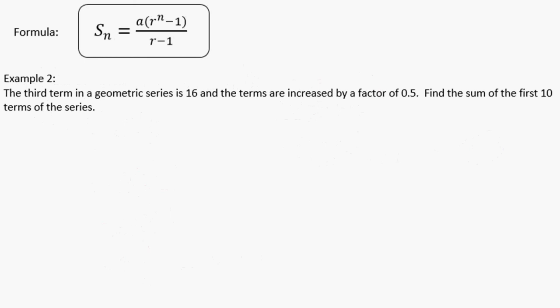All right, let's go to another mild or medium example. The third term in a geometric series is 16. So that means I know that T3 is equal to 16. Each term increases by a factor of this, so this is my R value. Find the sum of the first 10 terms. So 10 must be my n.